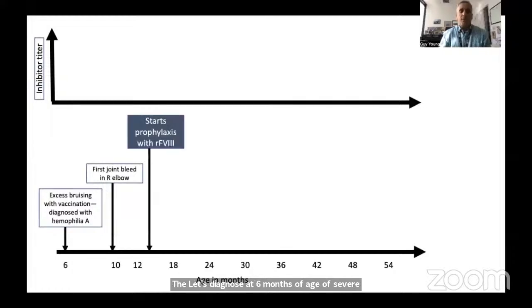He had a joint bleed in the right elbow. He started factor VIII prophylaxis. He had no inhibitor initially, but then he started getting joint bleeds. An inhibitor was diagnosed with a titer of 23.